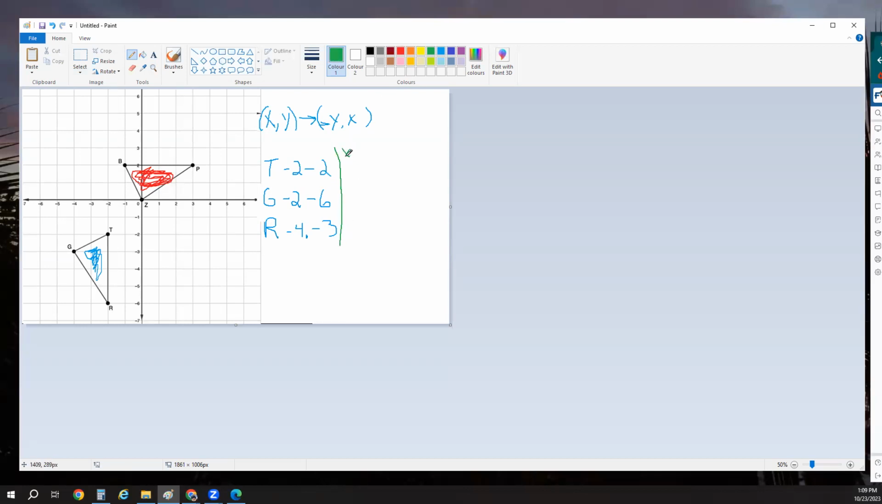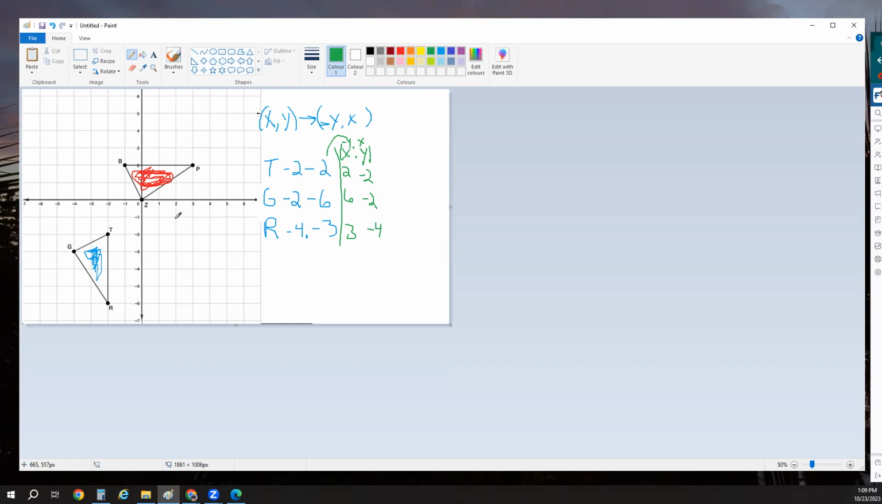My X, Y coordinates, if I shift from these, could be -Y, -X. So my new X coordinates are going to be the opposite of my Y's. So that's going to be 2, 6, and 3. My Y coordinates can be the same as my old X. So it's -2, -2, -4.